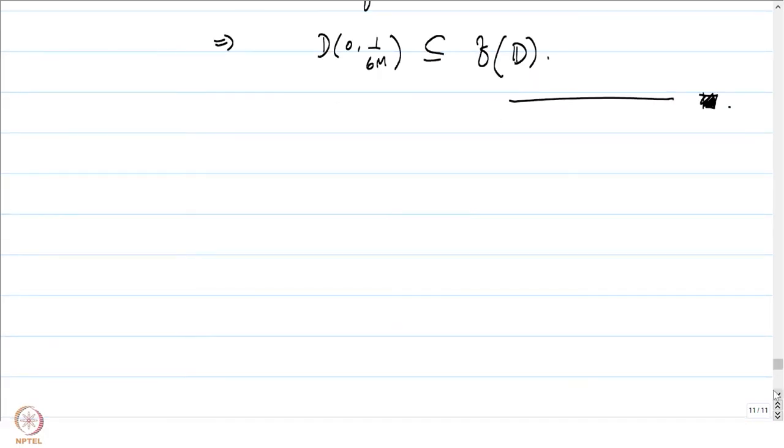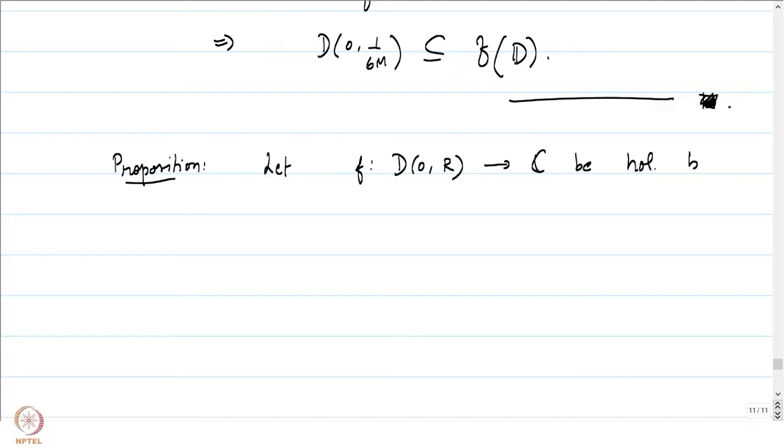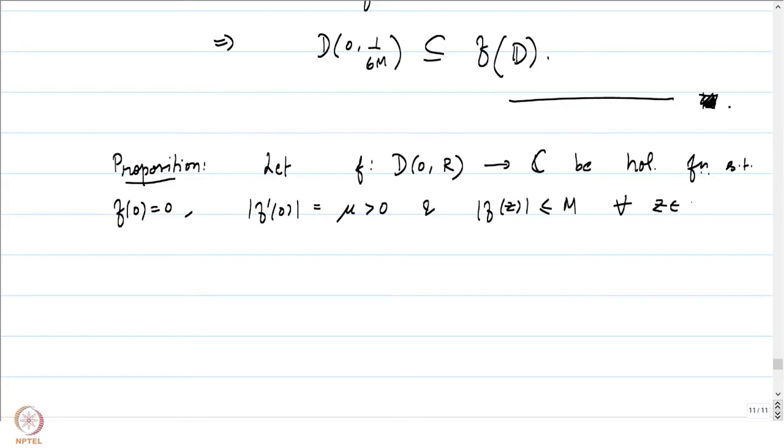Let us now generalize this result to a bit higher generality by stating and proving the following proposition. We will now not consider functions from a unit disk, rather let us consider f from a disk of radius r around 0 to be holomorphic and bounded by M, such that f of 0 is 0, the absolute value of f prime of 0 is now not necessarily equal to 1, but rather some positive number mu, and such that the absolute value of f of z is less than or equal to m for all z in D of 0, r.